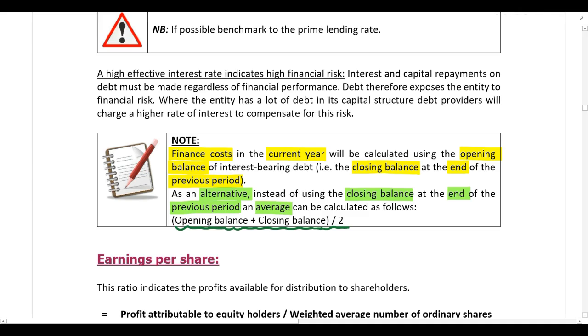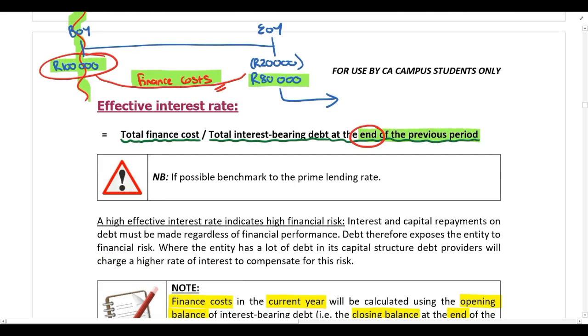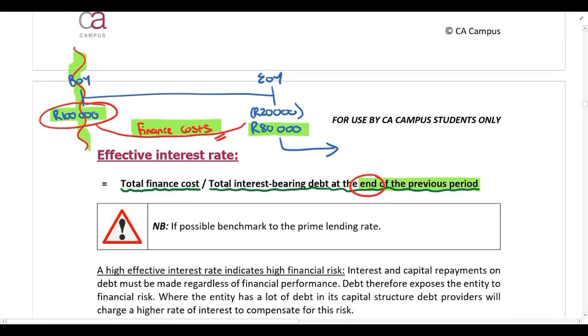Now, when would this alternative be appropriate? If the company is only making payments on this loan on an annual basis, so for example, at the end of every year, they are repaying 20,000 Rand on this loan. They are only making payments once a year. Then it makes more sense to use the opening balance over here or the closing balance at the end of the previous period to perform the calculation.